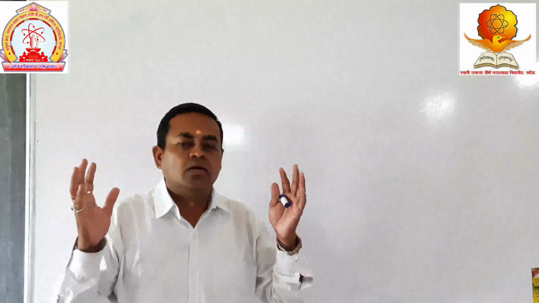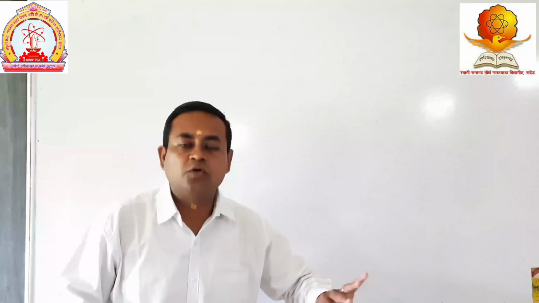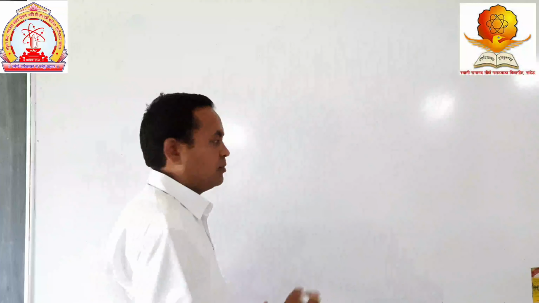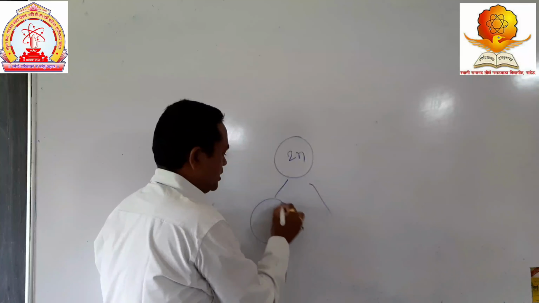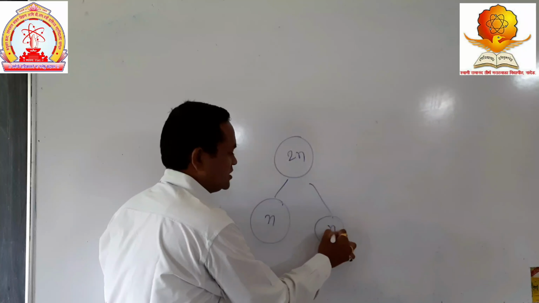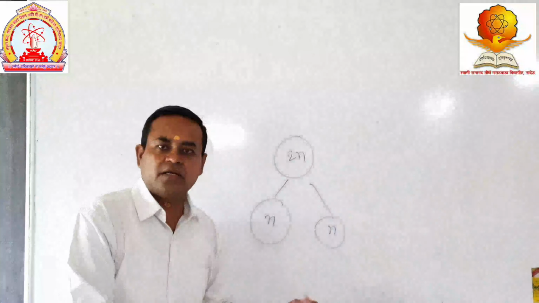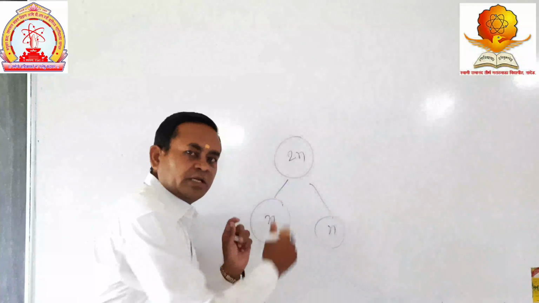When gametogenesis occurs, these genes will be separated into the gametes. Means diploid is converted into haploid, means the 2n number is converted into the n number of chromosomes. Means the separation will take place.